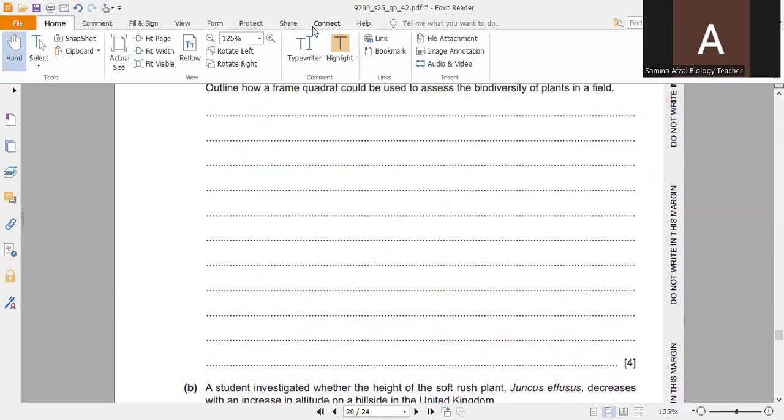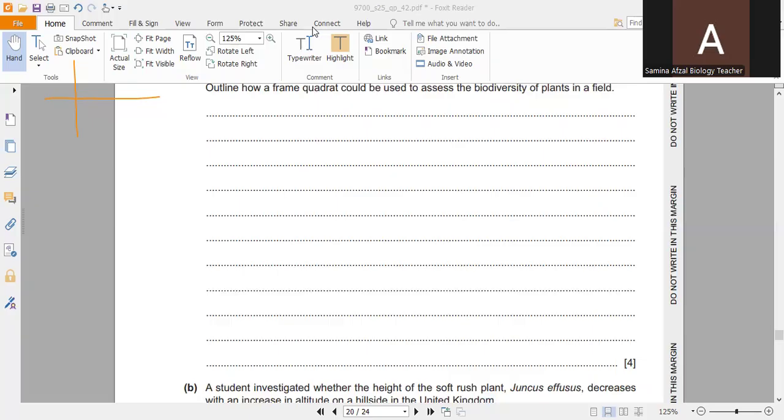For this purpose, first of all, I would want to explain this method. The random sampling setup can be used. We can place two long tape measures at right angles to each other along the edges of the field to create a coordinate system like X and Y axes. Then we can use a random number generator to select pairs of coordinates. And then we can place the frame quadrat at the intersections of the randomly generated coordinates.